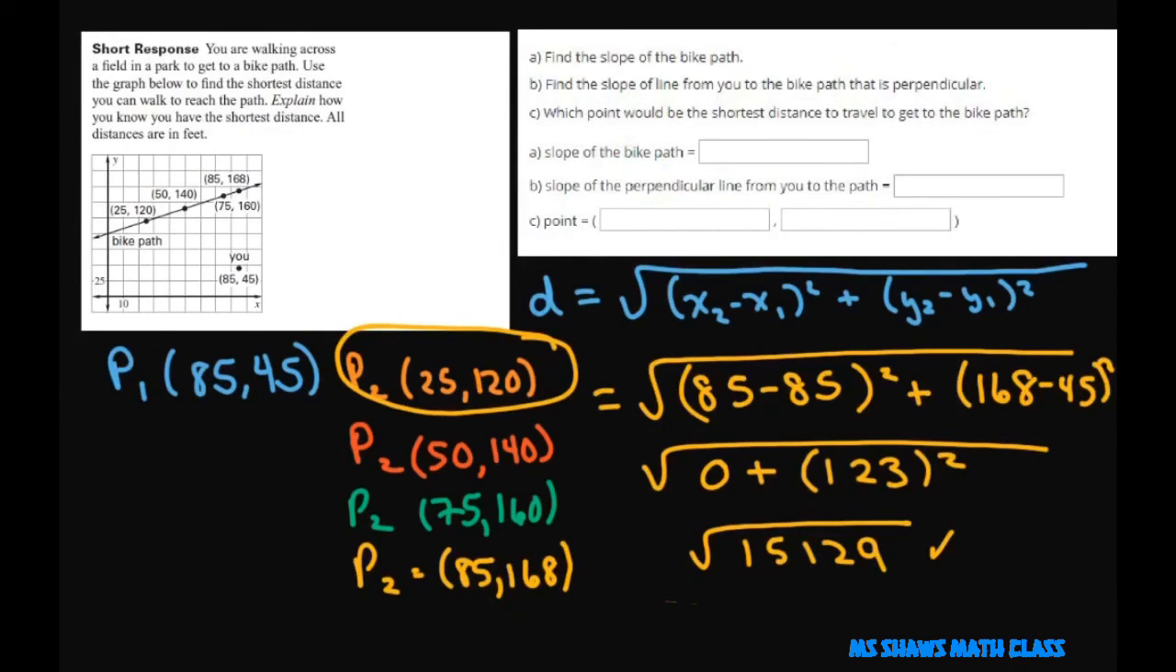So our point would be x is 25 and our y is 120. And that's it.